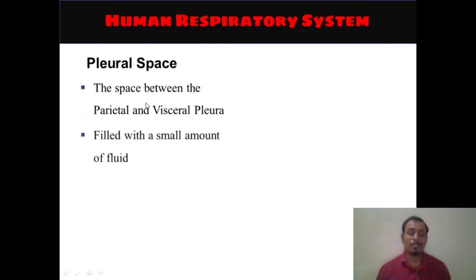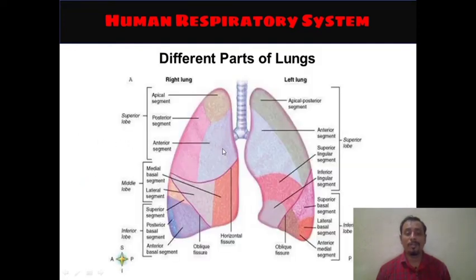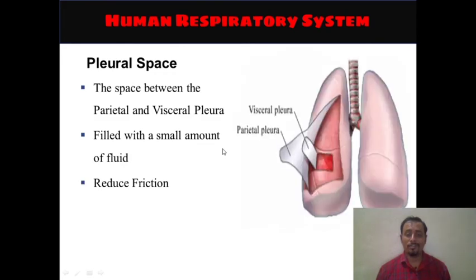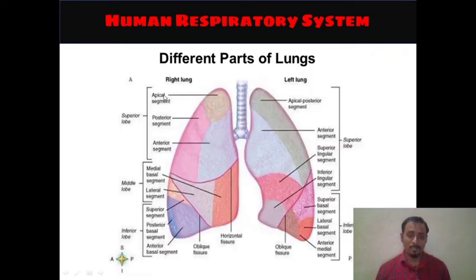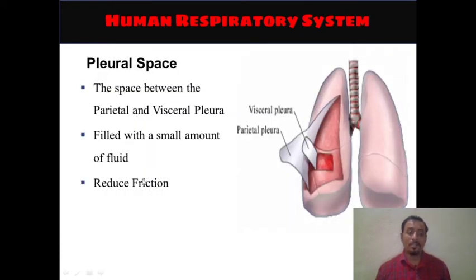The space between the parietal and visceral pleura is called the pleural space, which is filled with a small amount of fluid, as it is shown in this diagram. Visceral pleura and parietal pleura are shown. In between these, fluid is filled, which is in the pleural space. Okay. It reduces friction of the lungs with the outer organs and structures.